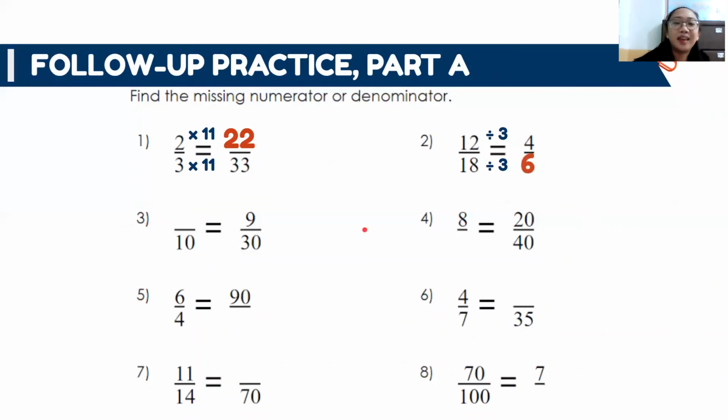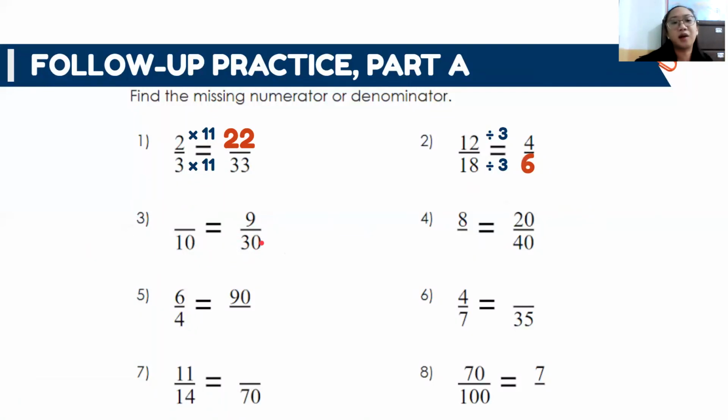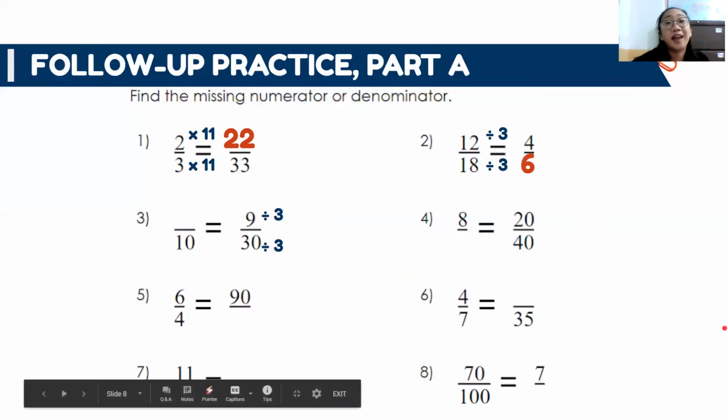Do the same thing for items 3 to 8. So here, just think of it the other way around because this is the blank. How did 30 become 10? We divided by 3. 30 divided by 3 is 10. So the numerator we also have to divide by 3. And please write your answer on the blanks. Do the same thing for the rest of the items.